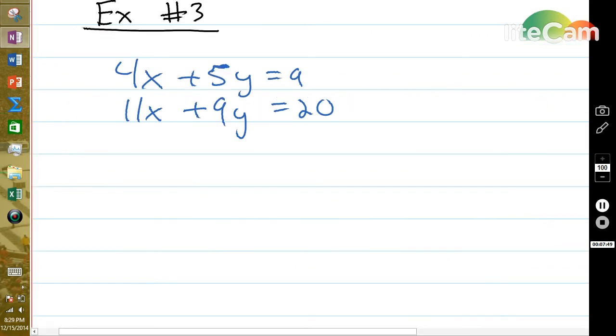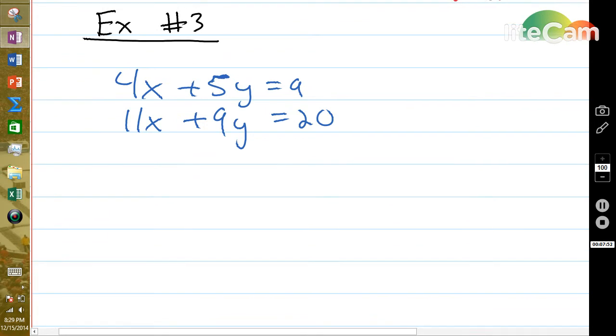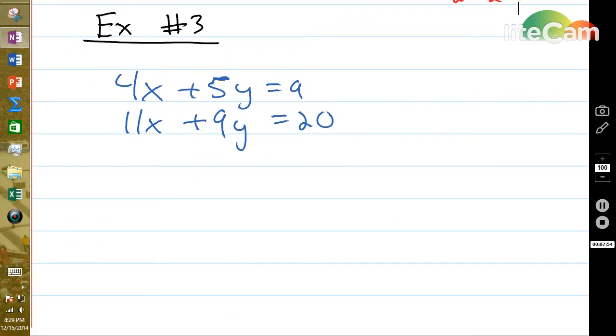The third example of these elimination problems shows something a little bit different from the first two. If you look at the two equations, the x terms, you have 4 and 11. 4 is not a factor of 11. I cannot multiply 4 by some integer and get 11. Same thing with 5 and 9. 5 is not a factor of 9. So we come to two equations that have coefficients of terms that are not factors of each other.